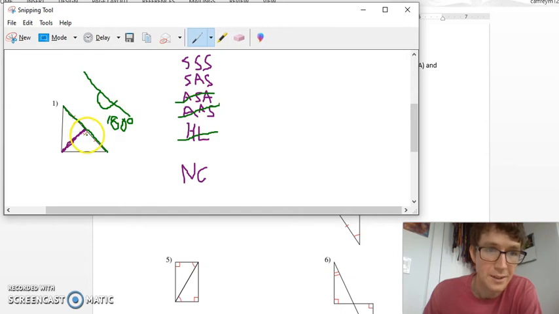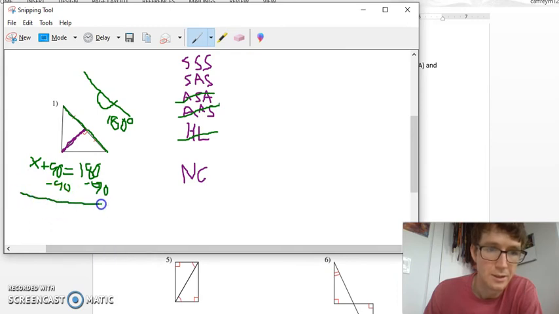And because of that, if this is 90, this over here plus 90 has to be 180. And I guess you can say, well, what plus 90 is equal to 180? Well, if you solve this, you'll take away 90 from both sides. 180 minus 90 will just give you 90. So x is equal to 90.